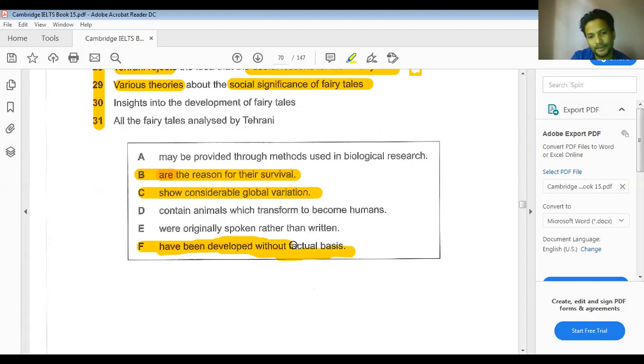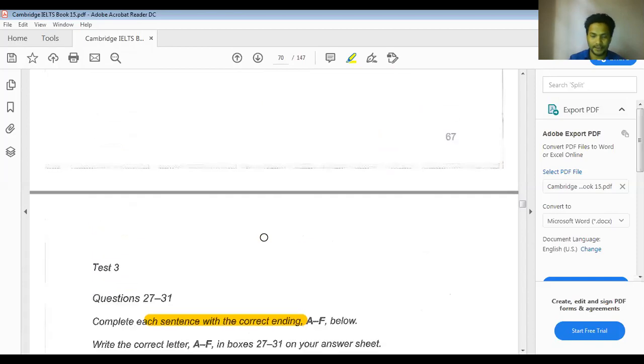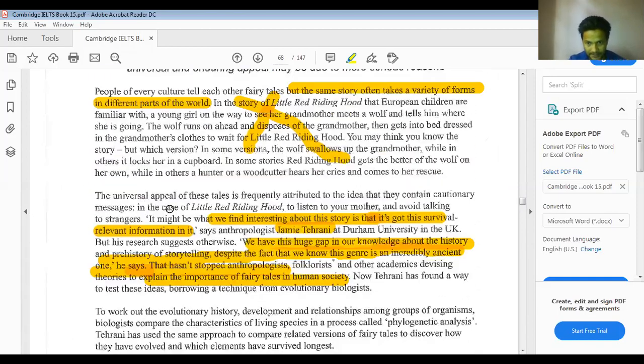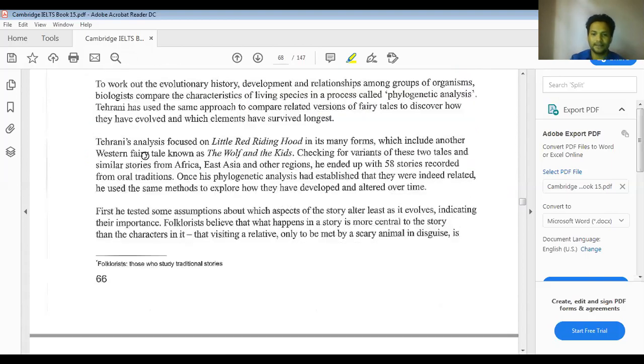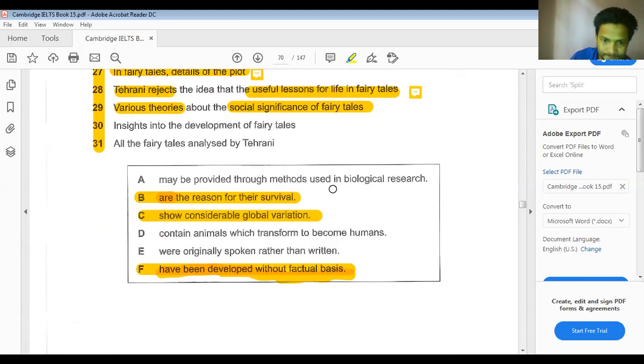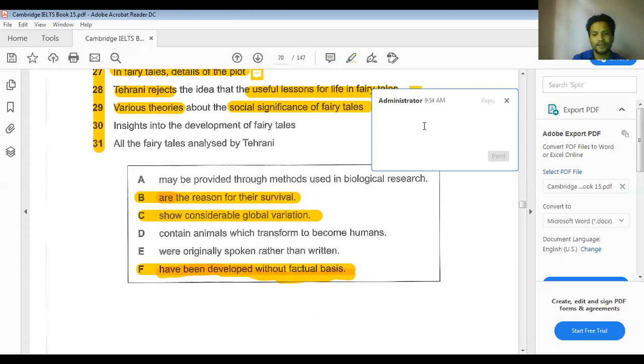Why do we have a gap in history and prehistory? This is exactly the same: this huge gap in our knowledge about the history and prehistory of storytelling, despite the fact that we know this genre is incredibly ancient. Okay, ancient. This is the answer. They are developed without the factual information because we don't have that much knowledge. Okay, so here, the answer for question number 29 is F.